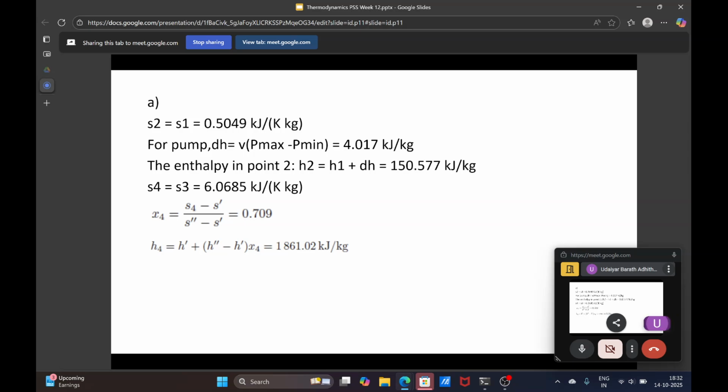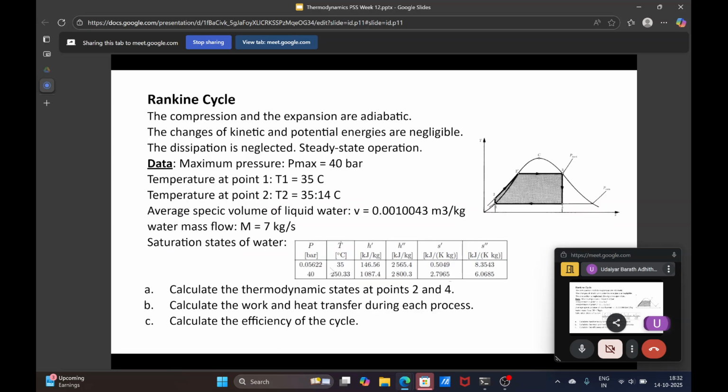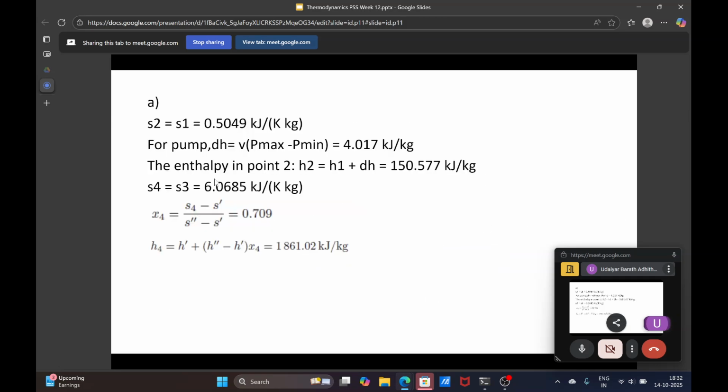So now what we know is the entropy here. So using the saturated liquid and saturated vapor entropies, we can estimate the quality at state 4. So the quality at state 4 comes out to be S4 minus your saturated liquid entropy divided by saturated vapor entropy minus saturated liquid entropy. That gives you quality to be 0.709, or close to 71%.